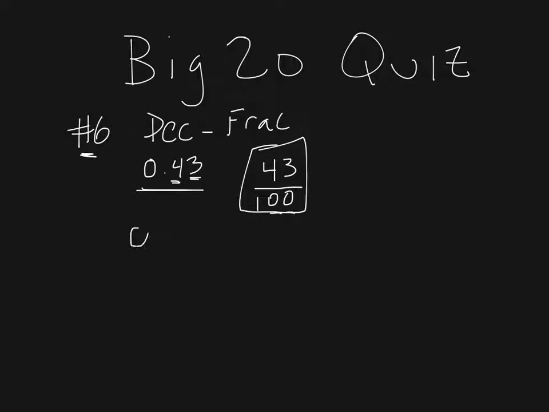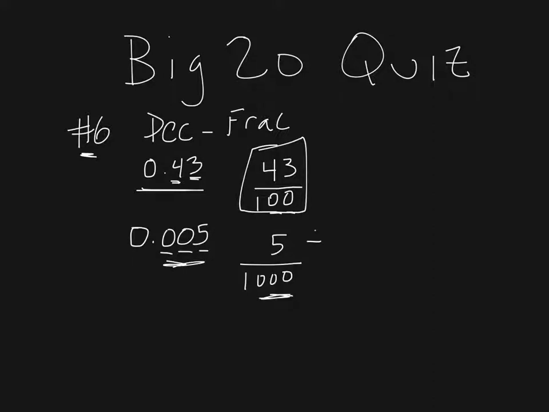Let me give another example. Let's say I have 0.005. That one has 3 place values. Yes, you do count them even if there are zeros there. 3 place values. Okay, so at this point we're going to put a 5 over a 1 with 3 zeros because there are 3 decimal places in our problem here.